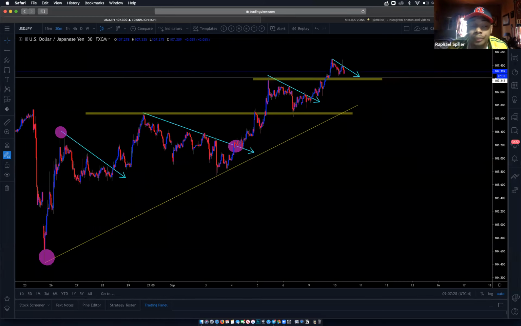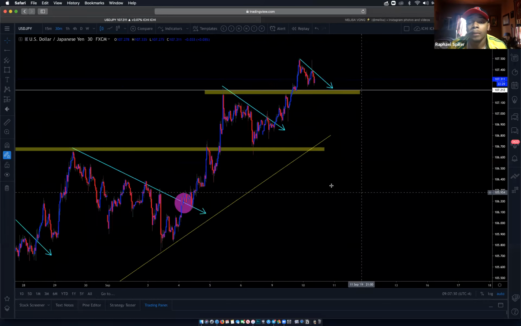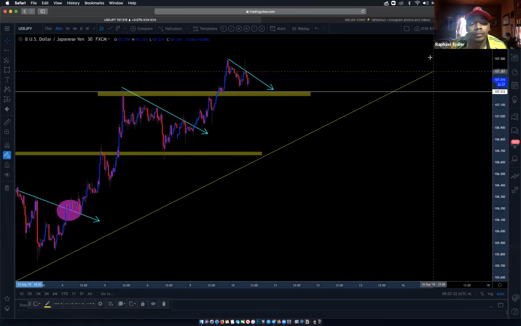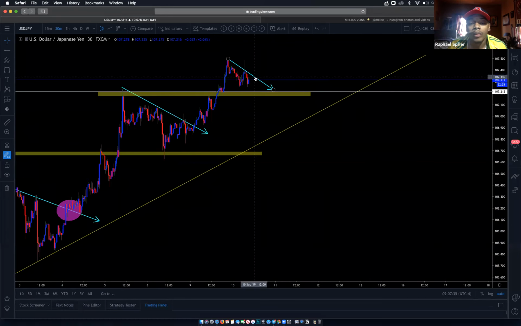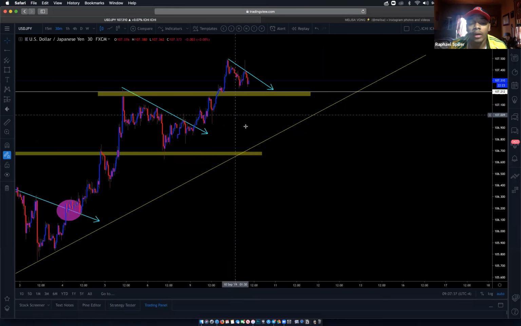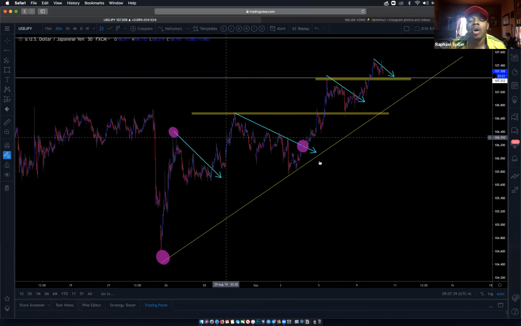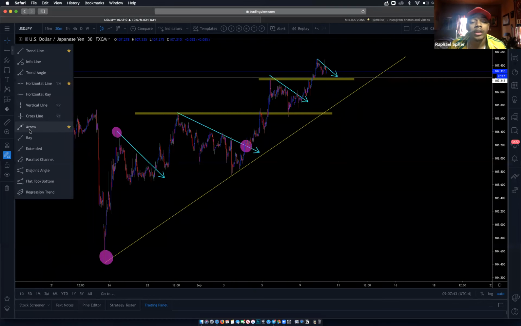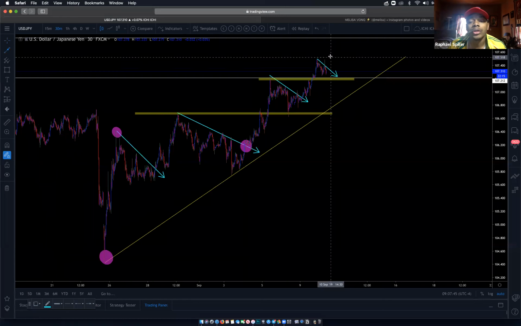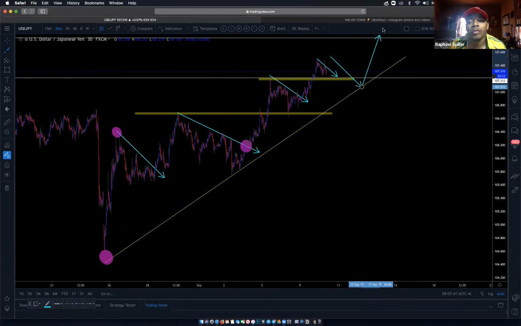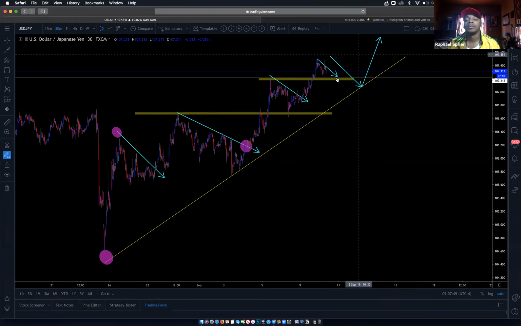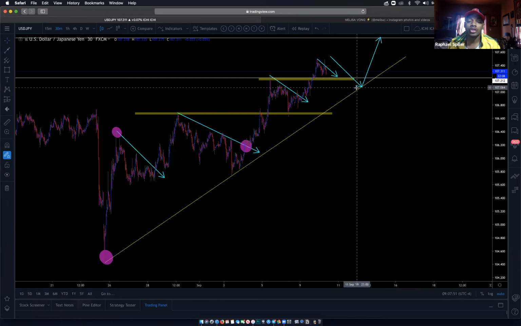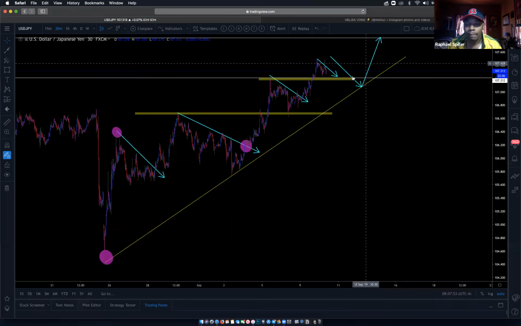All right, so currently right now, we are in a pullback. The price always comes back to the trend line. Let me repeat that again. Price always comes back to the trend line before it comes up. It's not going to happen immediately, but it's going to come back to the trend line eventually before it moves up.